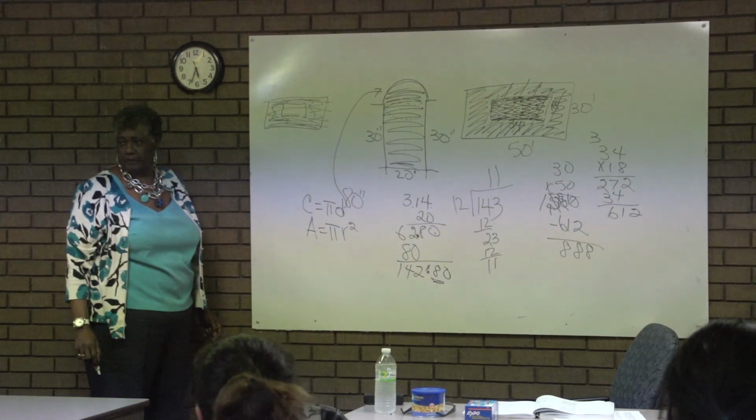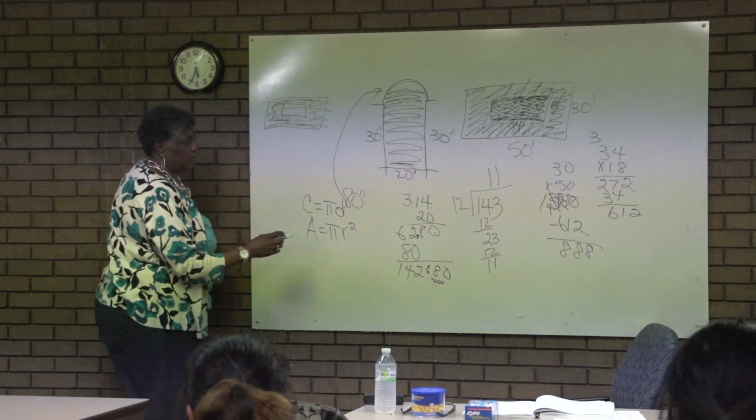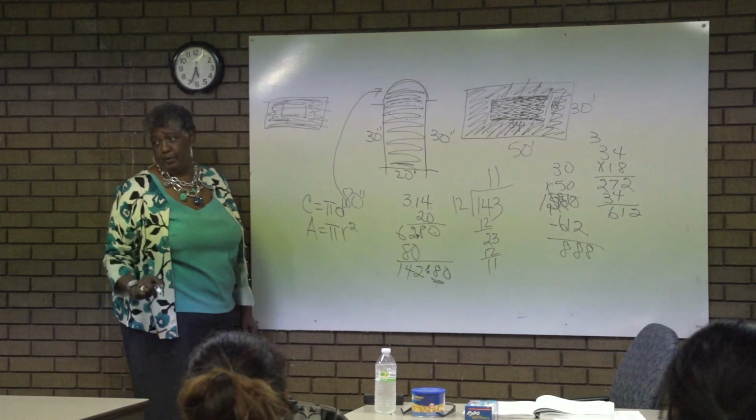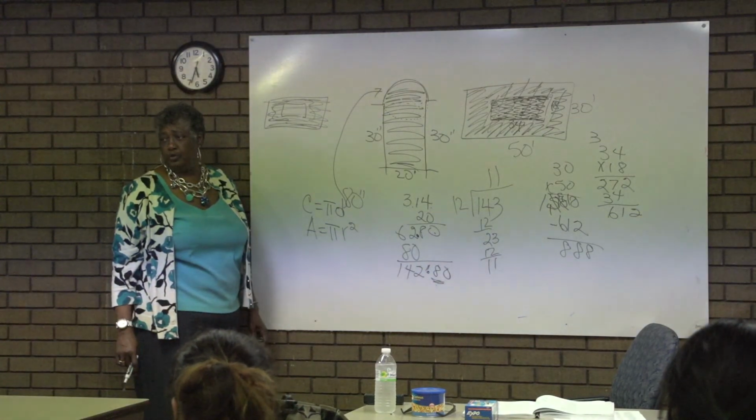So why did you do 50 times 30 instead of 30 on each side? Because that's perimeter. Perimeter is when you do each side.